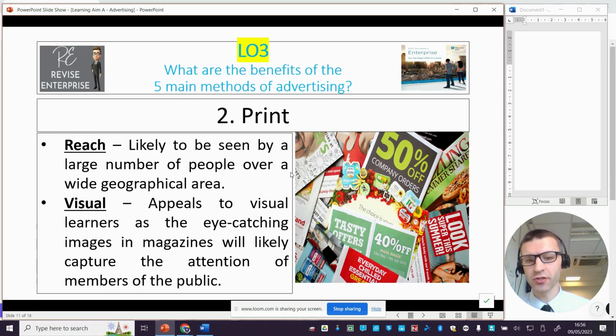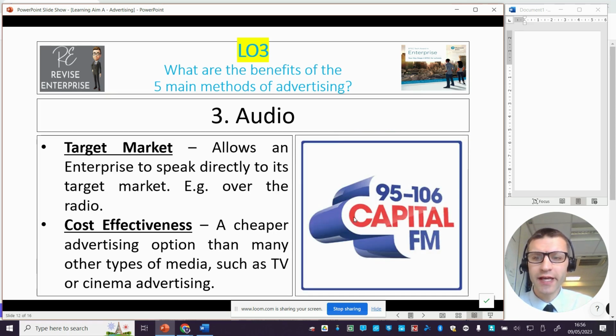So anyone who's a visual learner, they can be quite eye-catching. The images in magazines will likely capture the attention of members of the public. That's a potential benefit. Next one is audio.